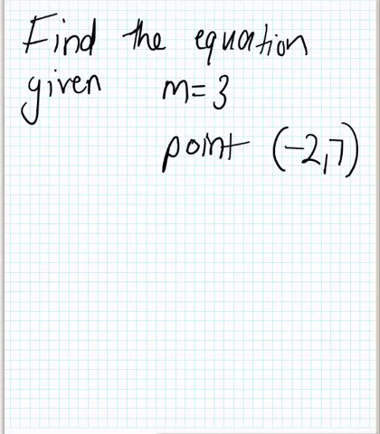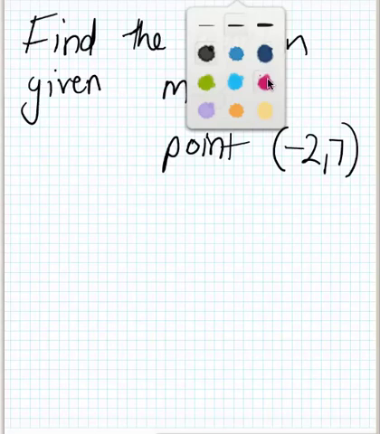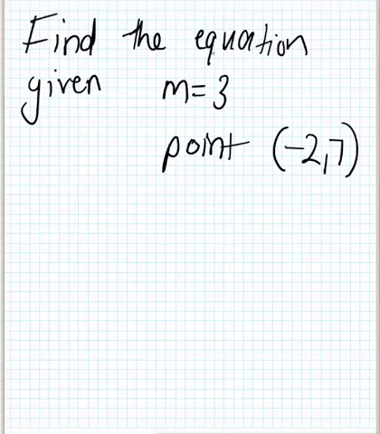Now the next question looks a little bit different because we are given different information. Let's read it. It's asking us to find the equation given the following information. The gradient, because we know m means gradient, is 3, and we're given a point where x is negative 2 and y is 7. With this information, we can actually find the equation of this straight line.